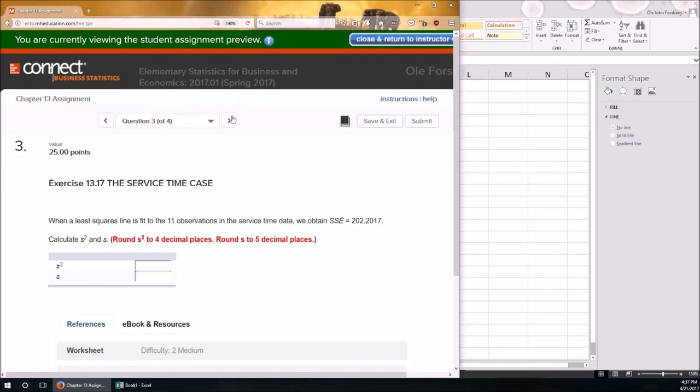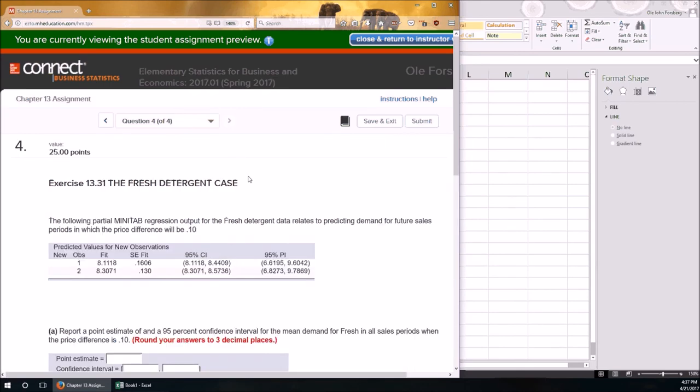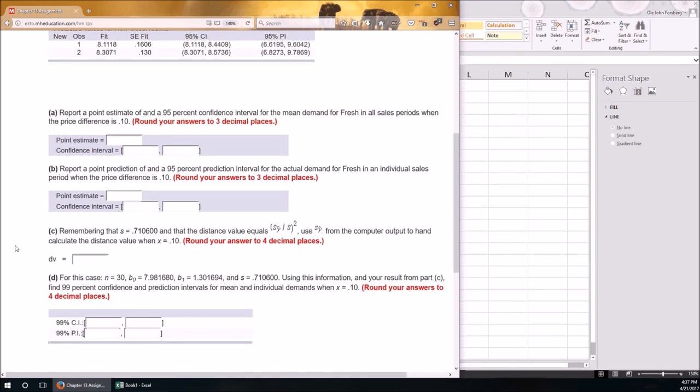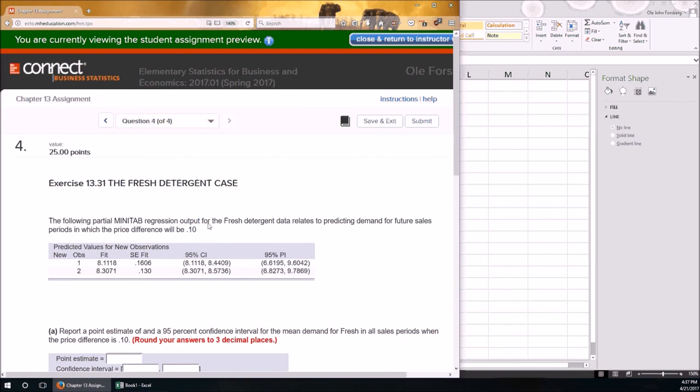Note that question 3 is very similar, except n is 11 and the SSE is 202.2017. Problem 4, interpreting this table. That gets you through A and B. C requires that you use that table and some additional information to calculate a value. And D asks you to calculate confidence intervals of 99% and a prediction interval of 99%. And to do those, check the formulas in the book. And that's it.